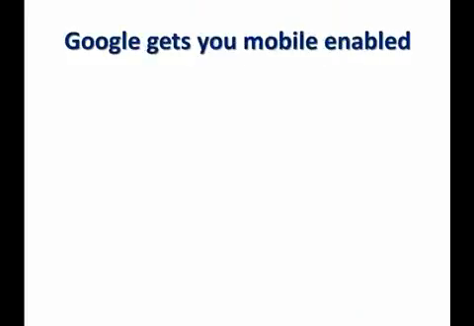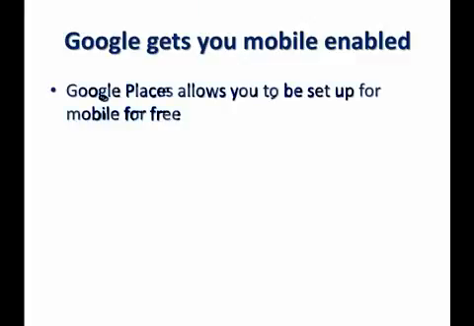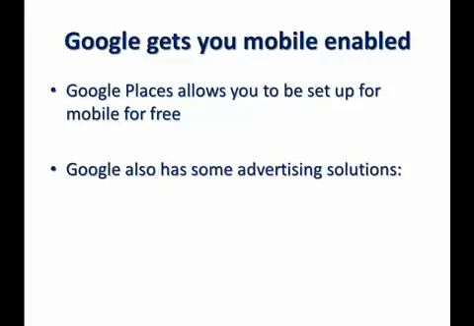So Google gets you mobile enabled. Without doing anything else for free, you're mobile enabled. Google Places allows you to be set up not only for regular local search, but it's mobile. And it also has some advertising solutions that we might want to take a look at. Now, everything I've taught you up to this point, you can use as basic services for your clients. Everything going above this is really an upsell and ninja tricks and things that you're going to be able to do for your clients to help them, and also so that we can make more income out of it.